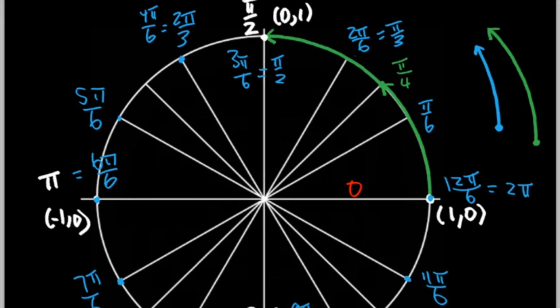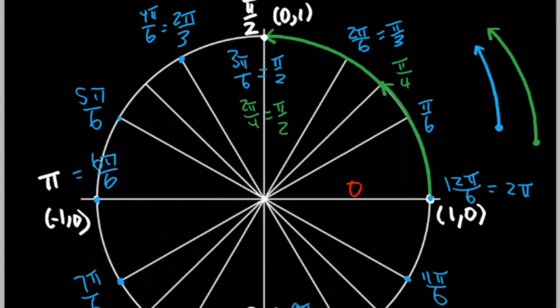How many pi over 4s is this? This is 2 pi over 4. 2 pi over 4 equals pi over 2. So that should make perfect sense. Because we went 1, 2. 2 of them. 2 times 2 pi over 4, pi over 2.